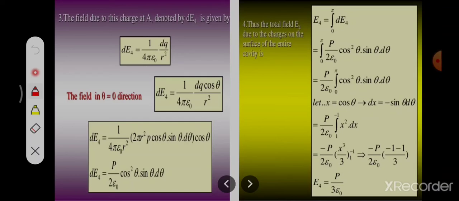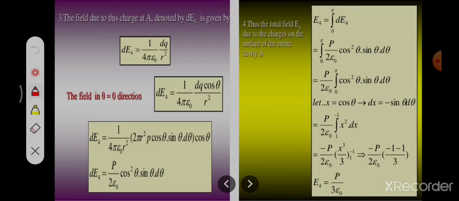Thus, the total field E4 is due to the charges on the surface of the entire cavity, that is E4 is equal to integral 0 to pi of dE4, which is integral 0 to pi of P whole divided by 2 epsilon naught into cos square theta into sin theta d theta.